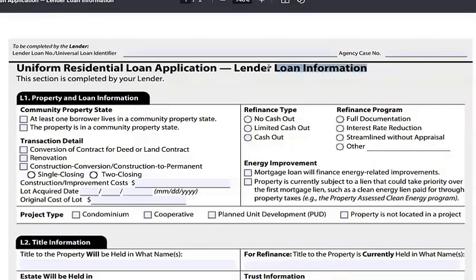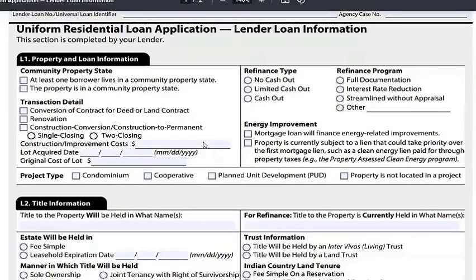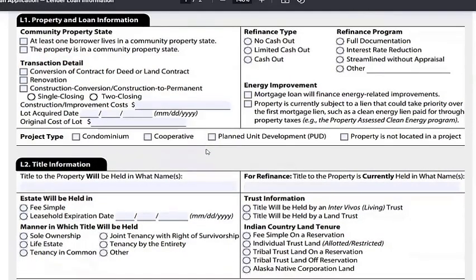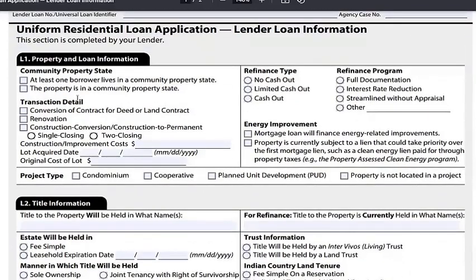So the lender loan information will be updated by the lender or in the lender form. Community property state, at least one borrower, the property loan information, transactions, refinance, cash out, no cash out, limited cash out, or refinance programs, full documentation, streamlined. Previously, this was not as detailed. Now even here we will get to know whether it's a streamlined loan, an interest rate only loan, if you have heard of it, or full documentation, right?